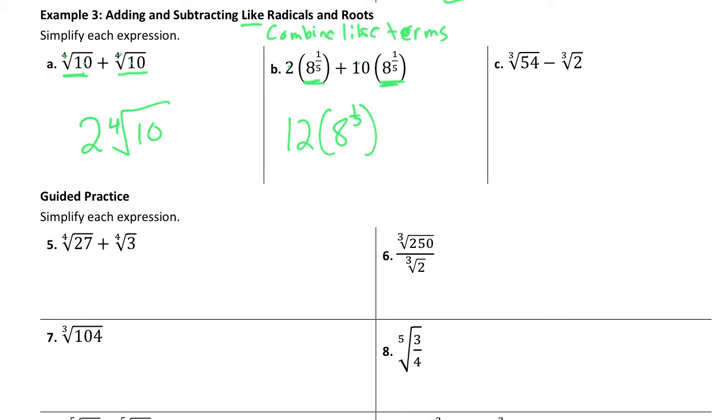In part C, this one's a little tough because the roots are not the same, so I can't just do 54 minus 2. I've got to look at 54, and I've got to simplify that.